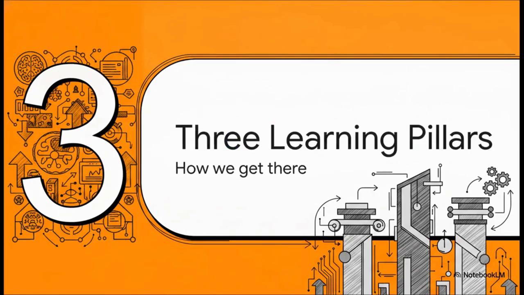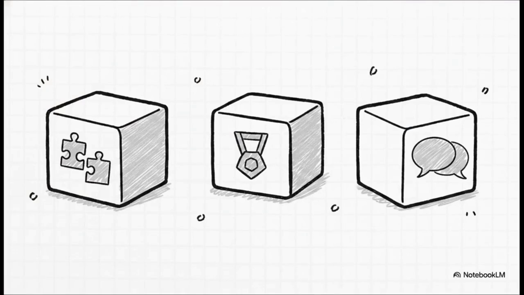Section 3, the 3 learning pillars. How we get there. So the crucial question here is, how do we actually build that team? Let's shift gears from that ultimate project goal over to the specific engineering objectives we need to make it a reality. The architecture outlines 3 exact building blocks. We have collaboration, roles, and communication.